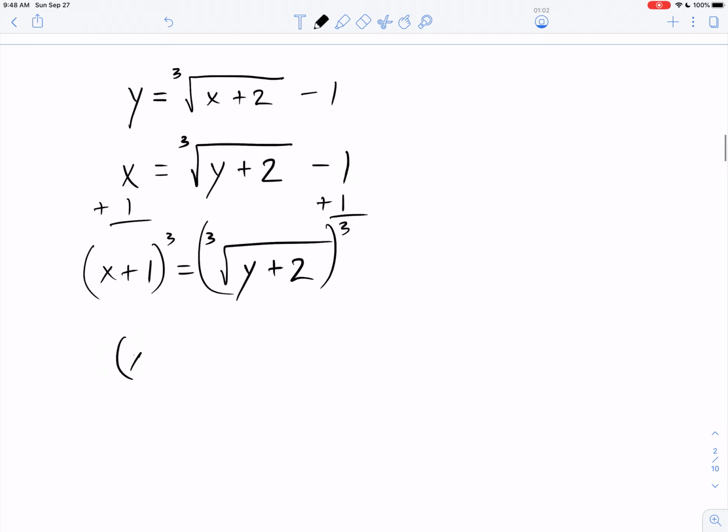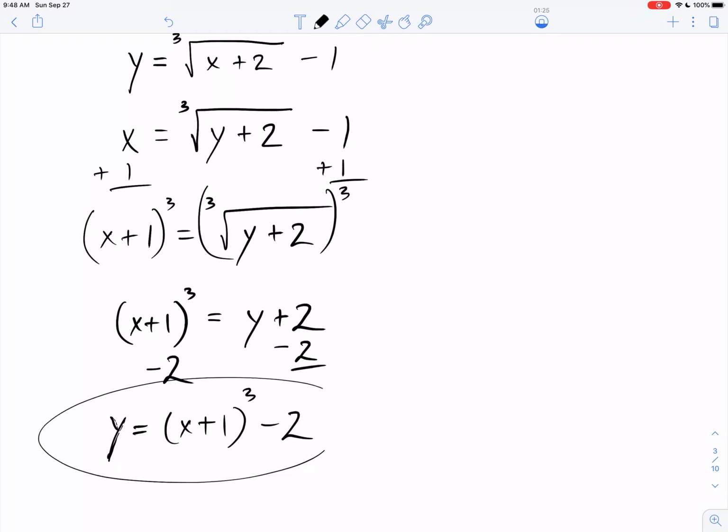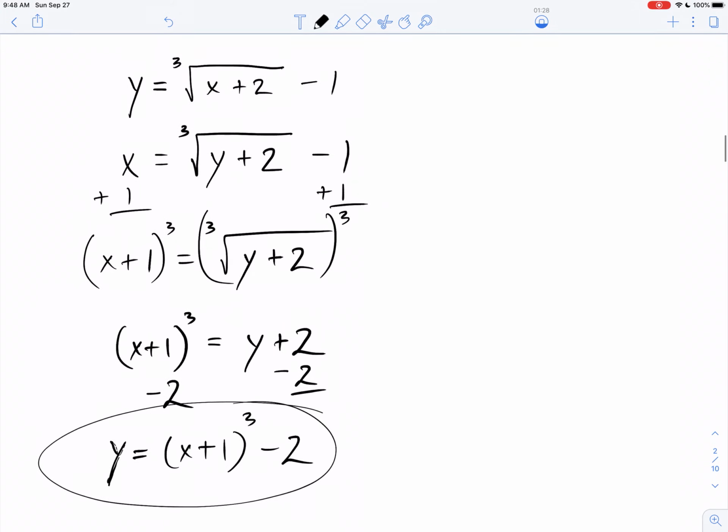On this side I have x plus 1 cubed equals y plus 2. Now I just have to move that 2 over. And if I do that, I will end up with this other function, y equals x plus 1 cubed minus 2. So this guy, since they did not use f of x notation or g of x, I'm going to mark it as this one is the original here, and I'm going to say this one is the inverse here. If they used f of x, I'd use f inverse x, g of x, g inverse x, etc.